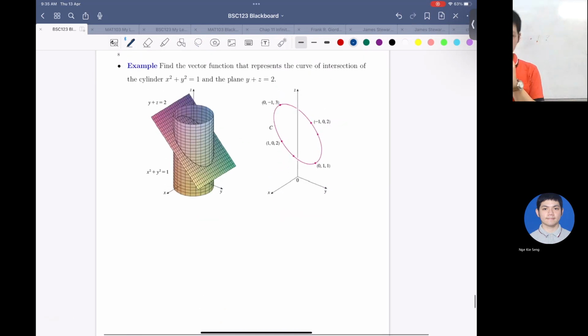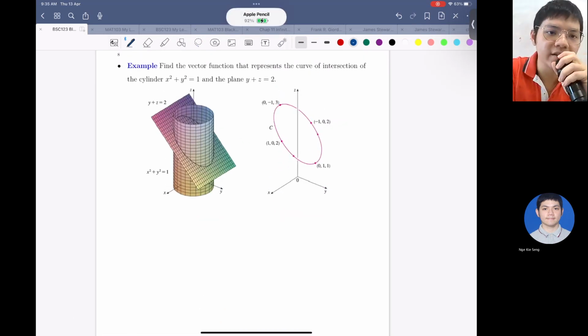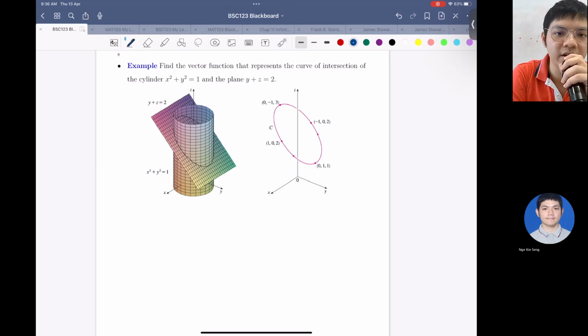Okay. So next, find a vector function that represents the curve of intersection between the cylinder and the plane. What to do here? We have a cylinder equation and a plane equation, so we want to find the intersection.